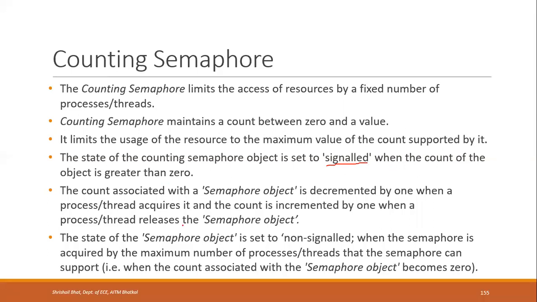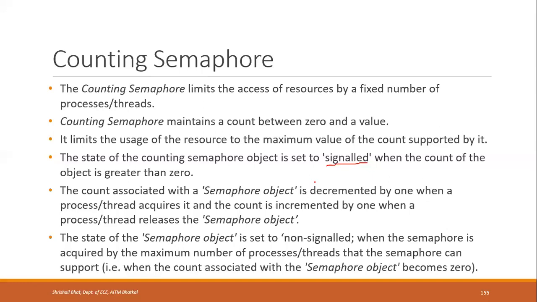The count associated with the semaphore object is decremented by 1 when a process or thread acquires it, and the count is incremented by 1 when a process or thread releases the semaphore object. So whenever a process or thread acquires it, the count is decremented by 1. Suppose 5 processes can acquire one particular resource at a time. That semaphore object's count will be 5. When one process acquires it, it will be decremented by 1. Then it will indicate 4. It means that 4 more processes can have access to that particular resource.